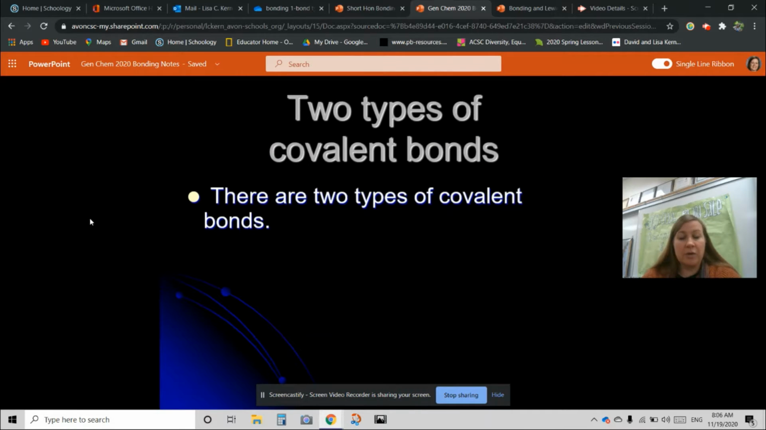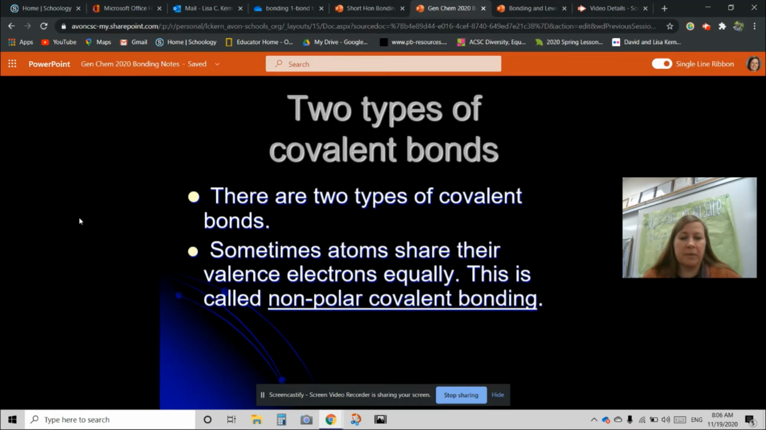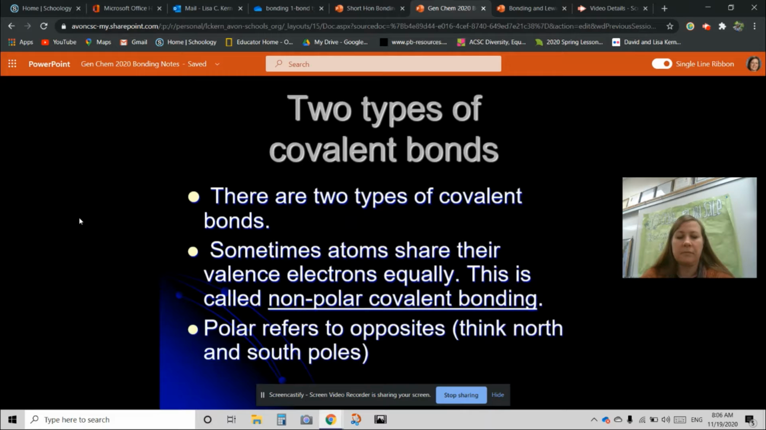Okay, there are two types of covalent bonds. So we've got ionic, or metal-nonmetal. Covalent are nonmetal-nonmetal. But there's two types. Sometimes the atoms will share their valence electrons in a very equal way. This is called nonpolar covalent bonding. Polar refers to opposites, think North Pole, South Pole.